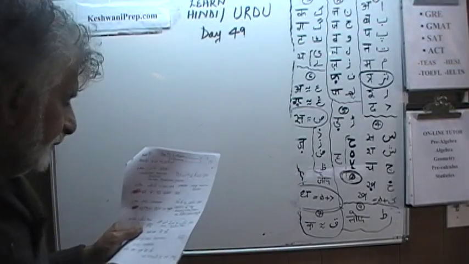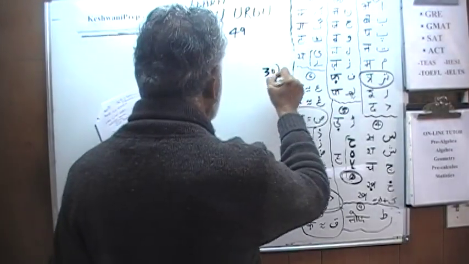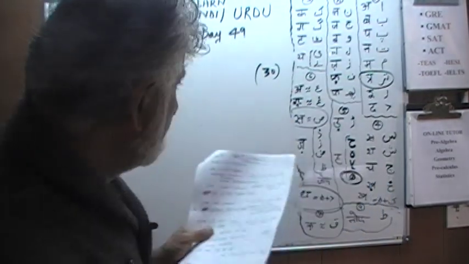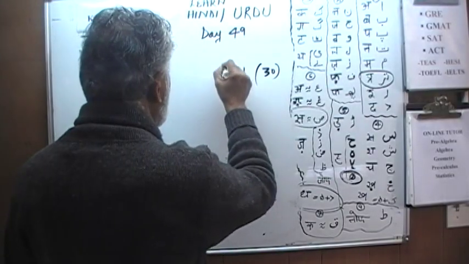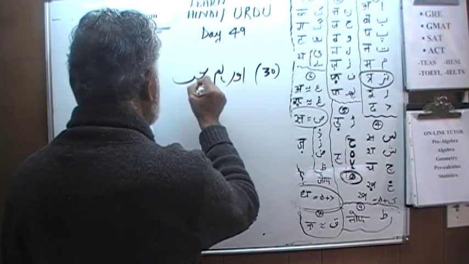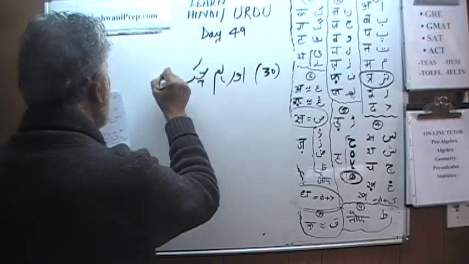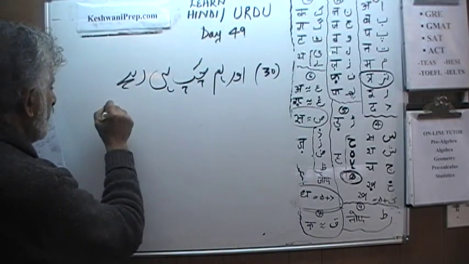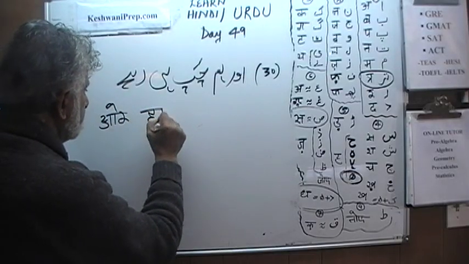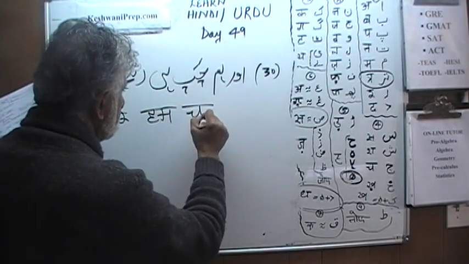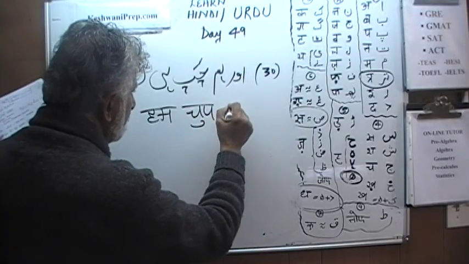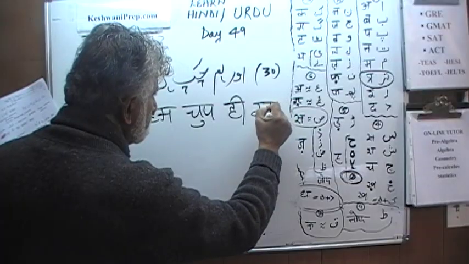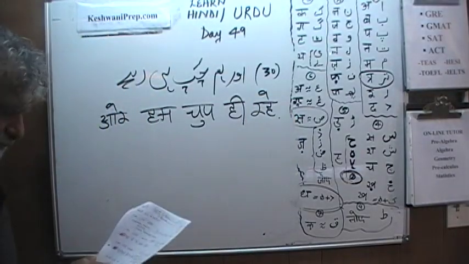And then the very last line. The very last line is something that we have done more than once in this song because it repeats. Aur hum chup hi rahe. Aur hum chup hi rahe. Voila. That's the end of it.